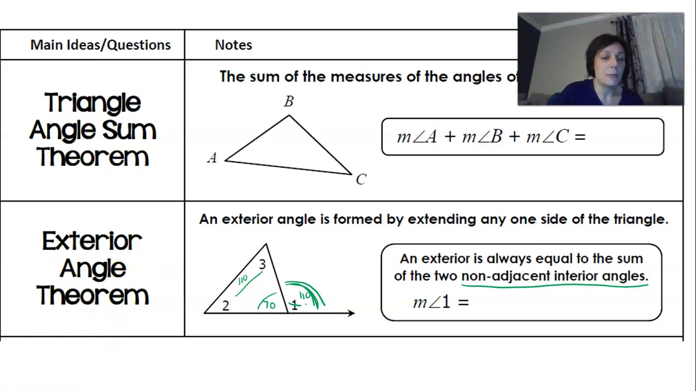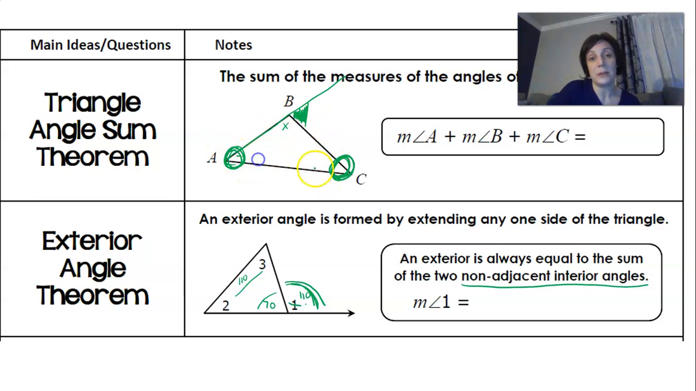Okay, so for example, if I came up here and I extended this side, I would create an exterior angle right here, right? The angle it's right next to is right here. That's not the one I'm interested in. I'm interested in these two. Whatever angle's next to it, that's not the one I like. I want these other two, the ones that are on the other side, the non-adjacent. This angle is adjacent to this. I want these two that are on the other side of the triangle.